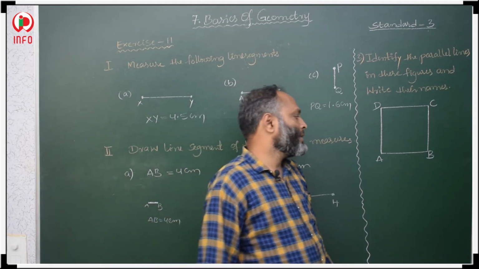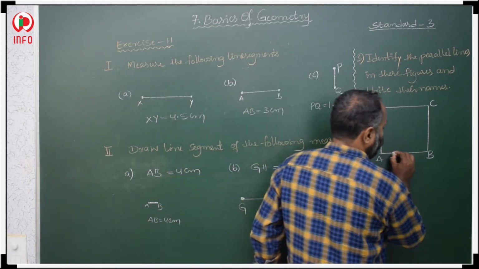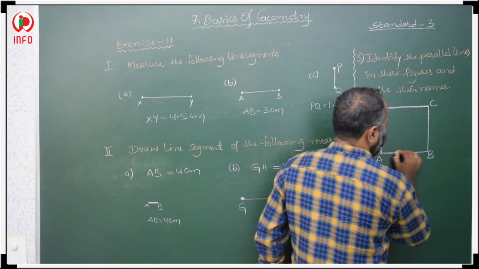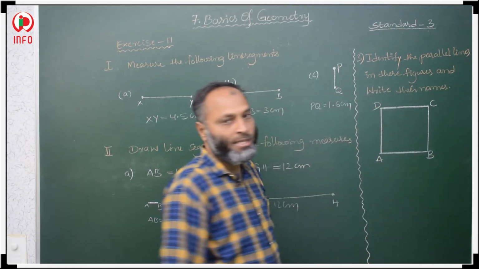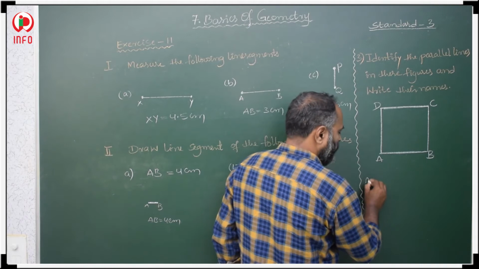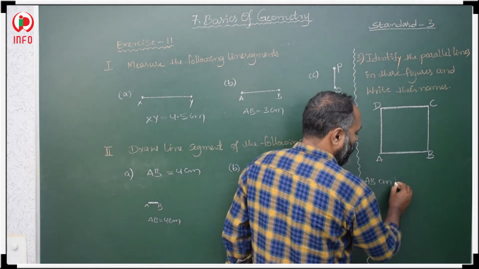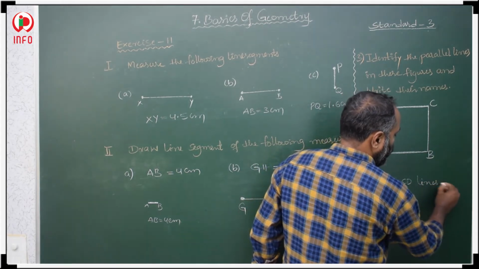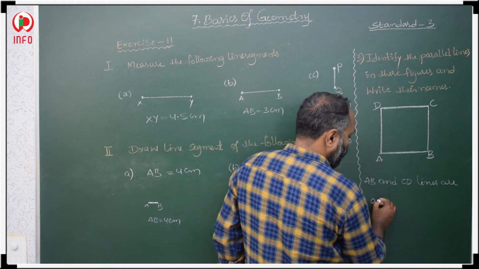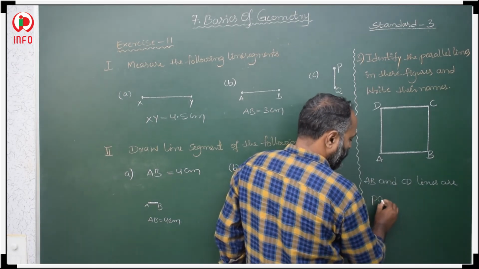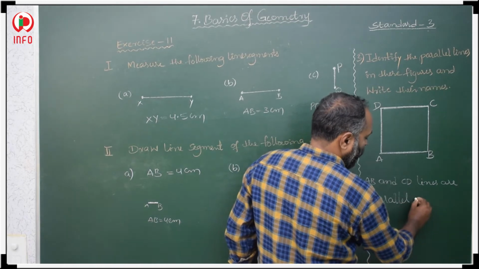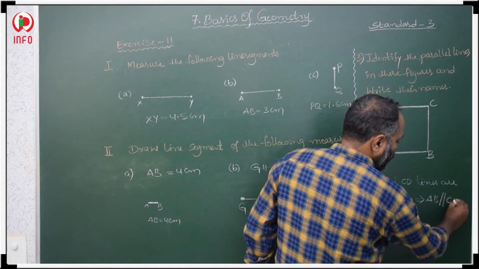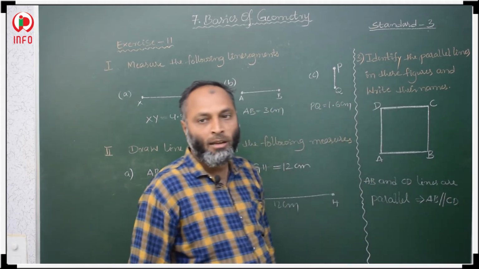So what are the parallel lines here? AB is one line and another line is CD. These two lines are parallel, they never intersect each other. AB and CD are parallel lines. How to represent it? AB is parallel to CD. This is the parallel to symbol.